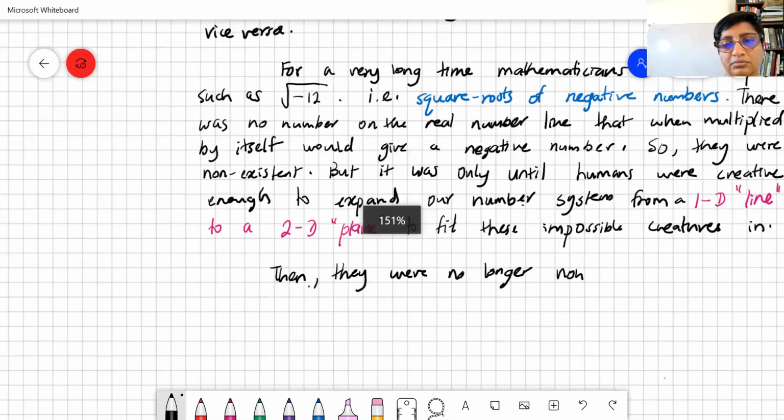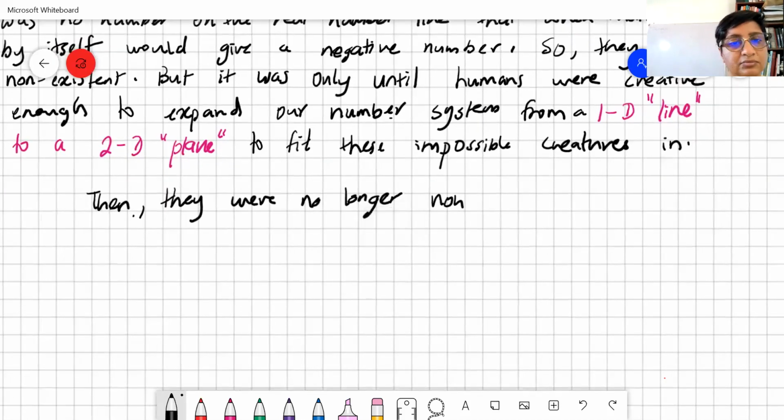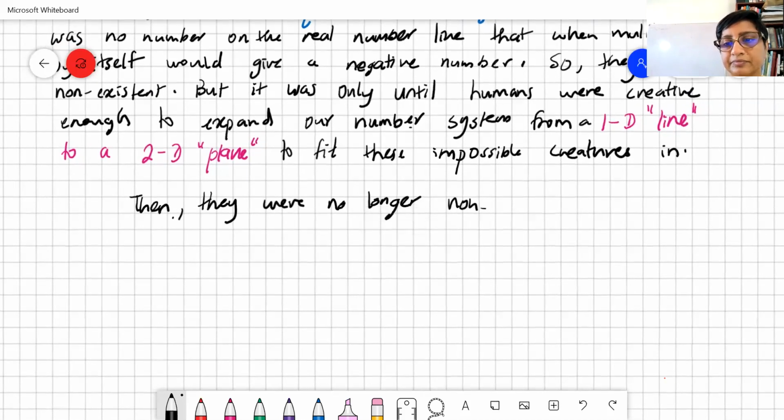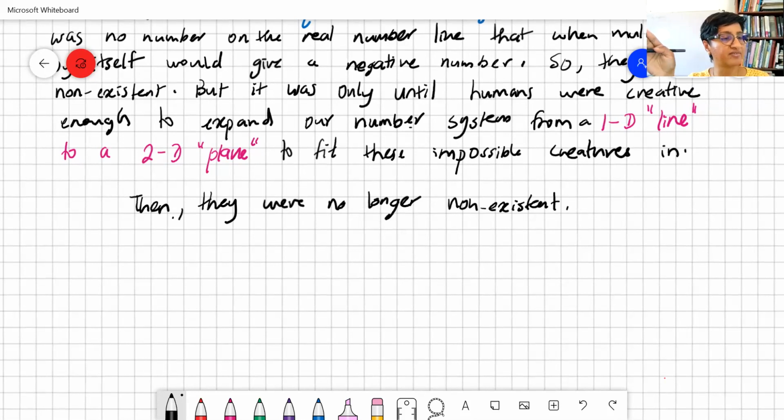All square roots of all negative numbers. Okay, which way sounds better? All square roots of negative numbers, or square roots of all negative numbers? Square roots of all negative numbers. That's what I want to say.